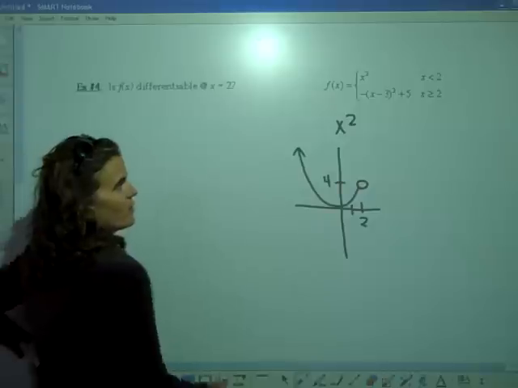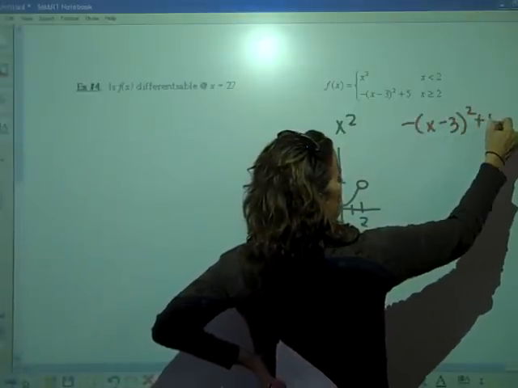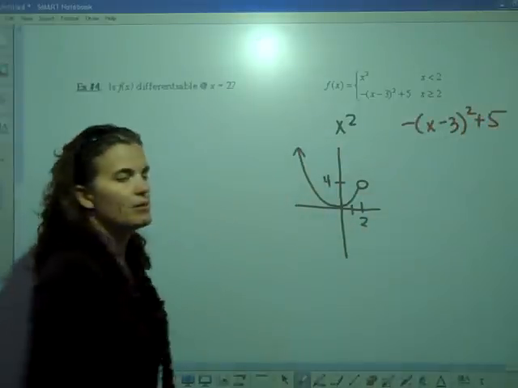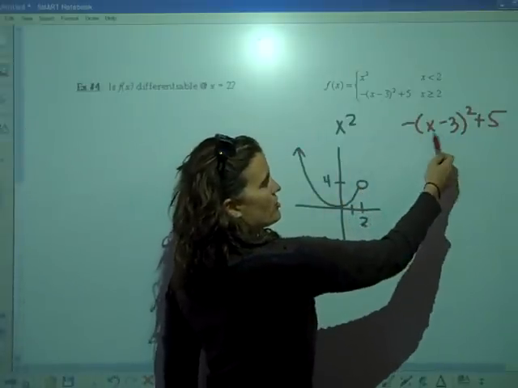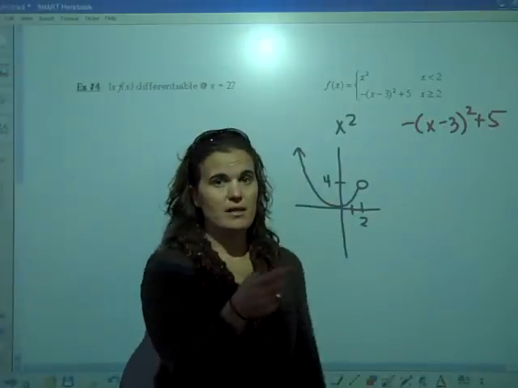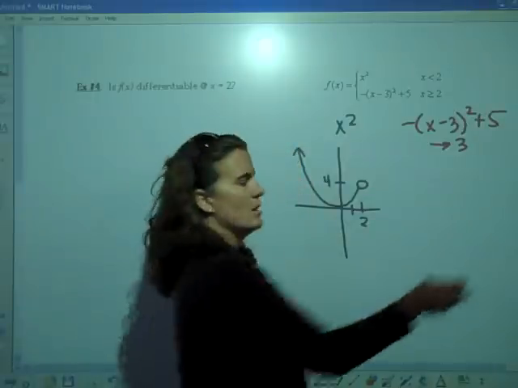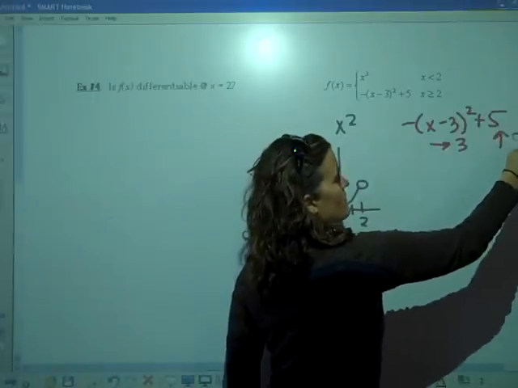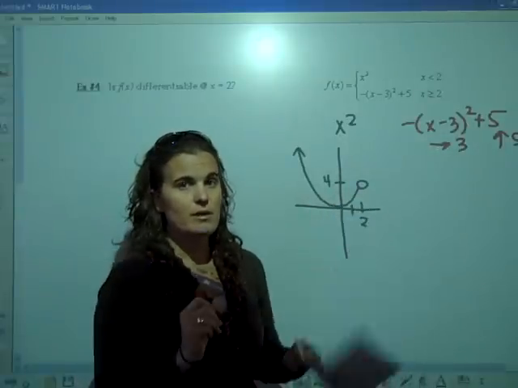The other branch is negative (x minus 3) quantity squared plus 5, and that'll be good for all values to the right of 2. Hopefully we remember our shifts. A minus 3 on the inside looks like we're moving to the left 3, but it's actually moving to the right 3. So my vertex is moving to the right 3. The plus 5 means it's moving up 5. And the negative out in front means it's going to be going down instead of up.